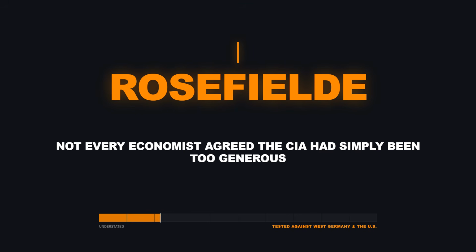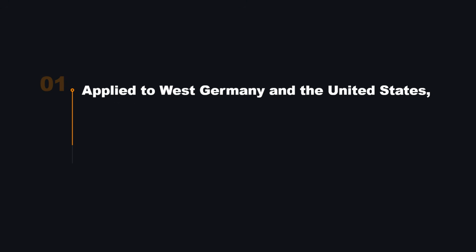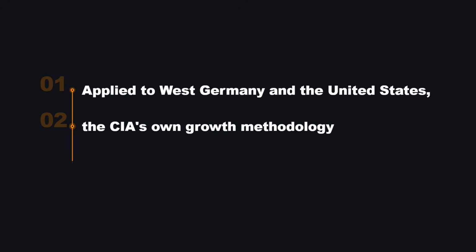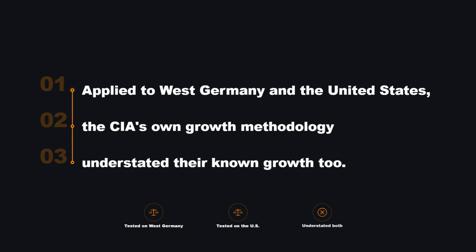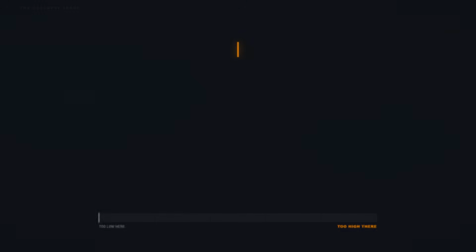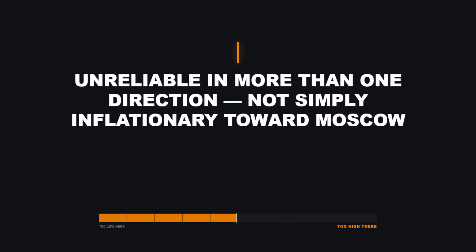Not every economist agreed the CIA had simply been too generous. Stephen Rosefielde argued the opposite on a specific point. Applied to West Germany and the United States as a test, the CIA's own growth methodology understated their known growth rates too. Evidence, he argued, that the approach was unreliable in more than one direction, not simply inflationary toward Moscow.